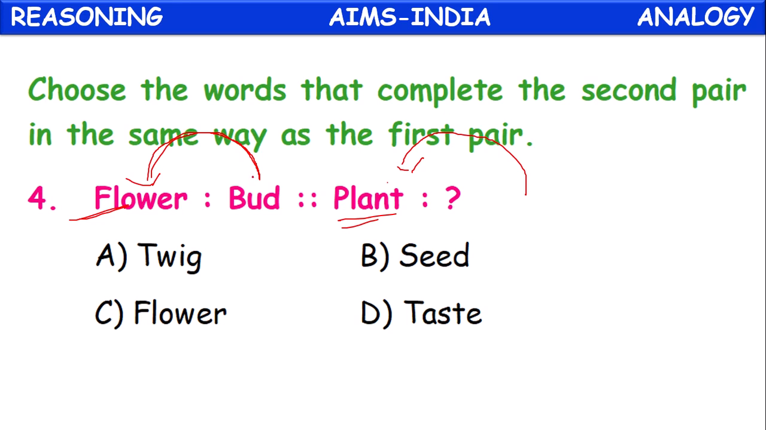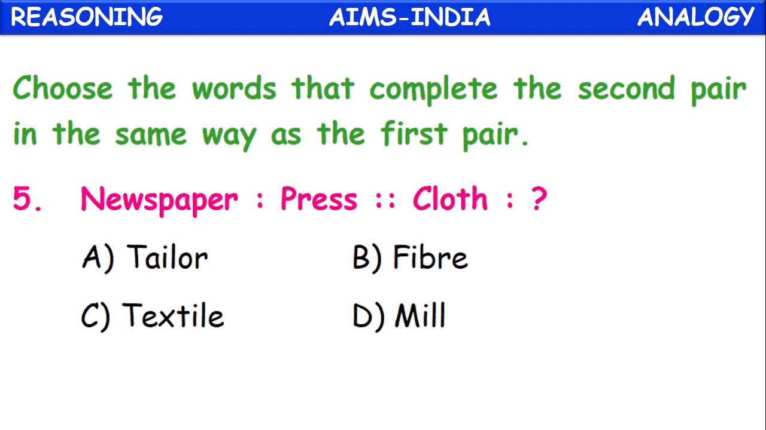Flower is related to plant, or from the plant, the flower will grow. So then a plant will grow from what? Flower grows from a plant, in the same way, a plant will grow from what? So the answer is seed. Seed is the correct answer.